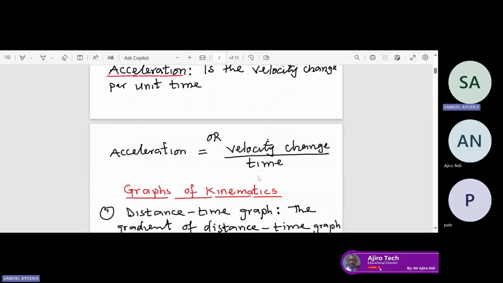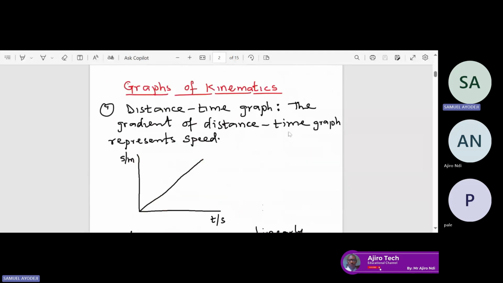So, velocity change. Now this is where the journey begins. If you understand the concept of graphs, then you won't find it difficult, because it has to do with graphs. You have to interpret, and you must be able to sketch. You may be given a distance-time graph, and from that graph you have to sketch a velocity-time graph. That's the understanding about this. That's what it's all about.